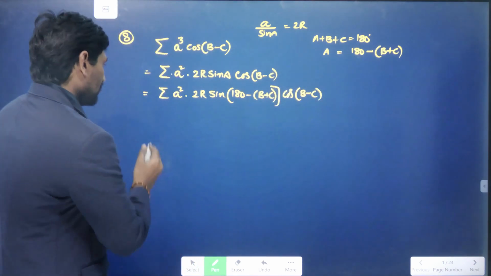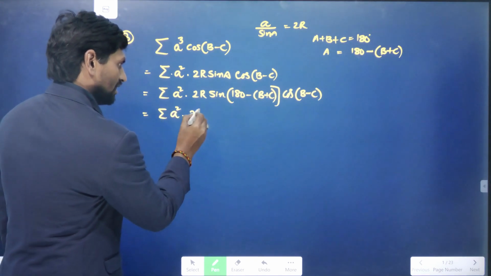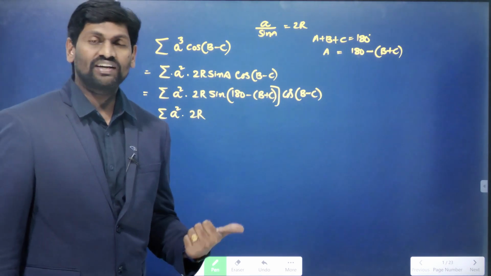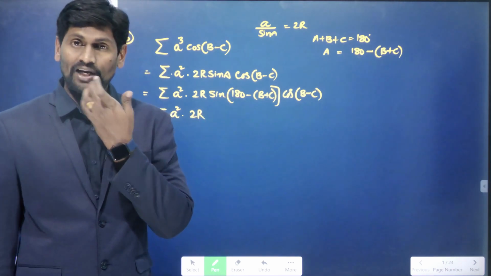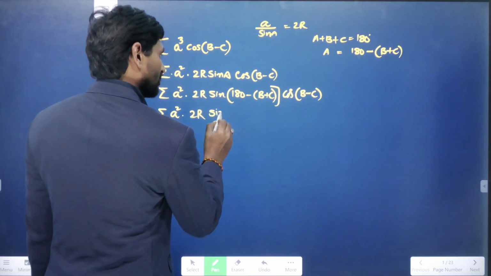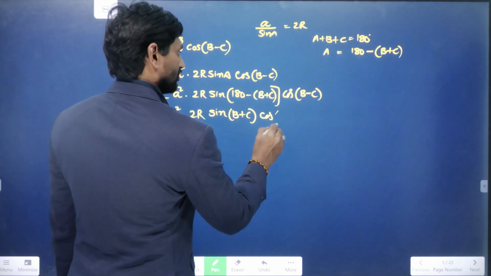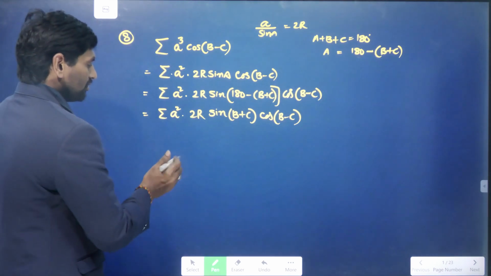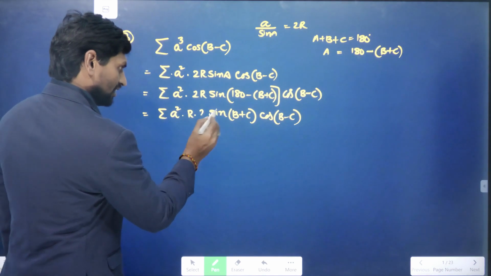That equals sigma a square into 2r sin(180 minus theta). Which quadrant? Second quadrant. In the second quadrant the sin ratio is positive, and whenever it is 180 or 360, the sin ratio stays sin as it is. So we can write this as sin(b plus c) into cos(b minus c).